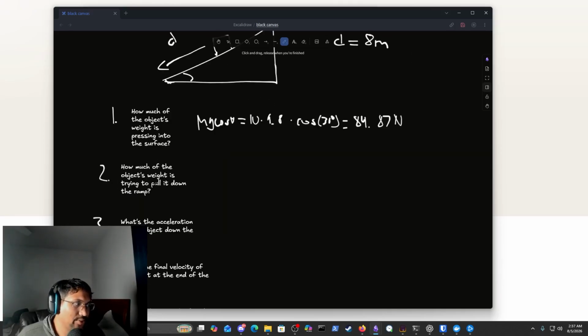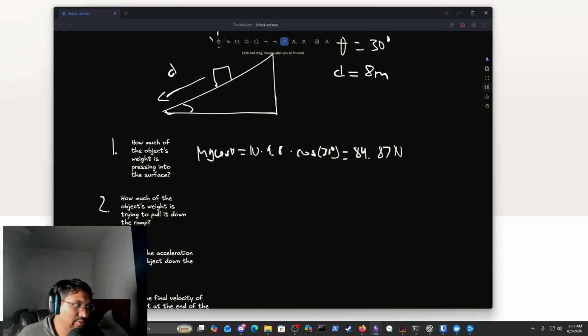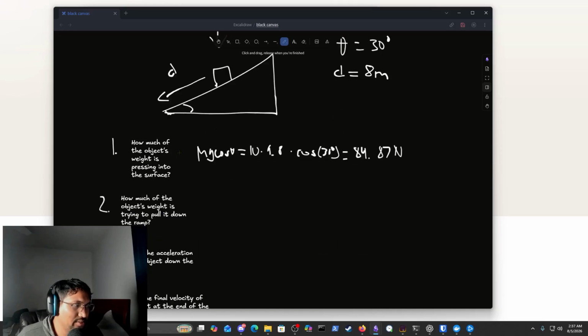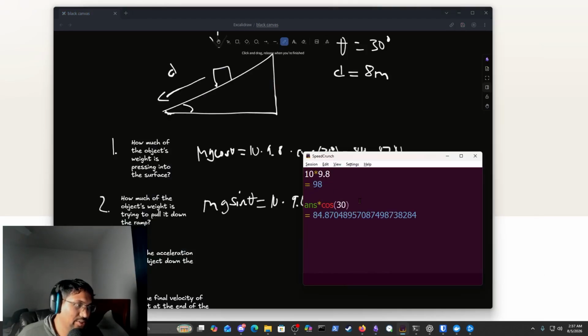But if we ask how much of the object's weight is trying to pull it down the ramp, if we're talking about pulling it along, we're talking about the parallel axis. We know the parallel was opposite, so we use mg sine of theta. That's equal to 10 times 9.8 times sine of 30 degrees, and sine of 30 is about 1/2. So that's 98 times 1/2, which is 49 newtons. You can fact check that if you want, but it should be right.